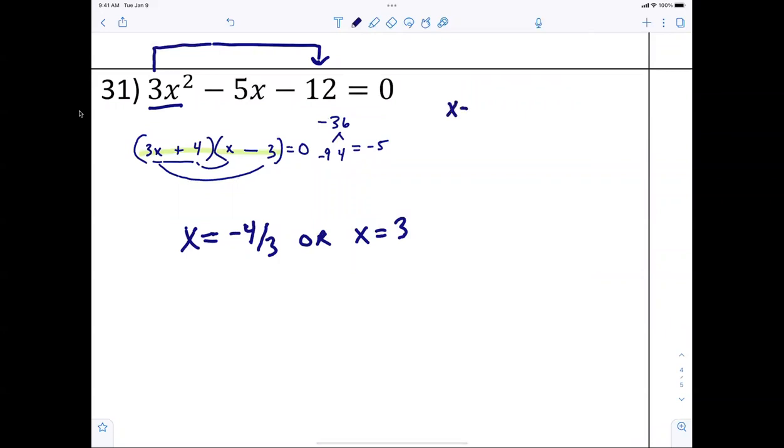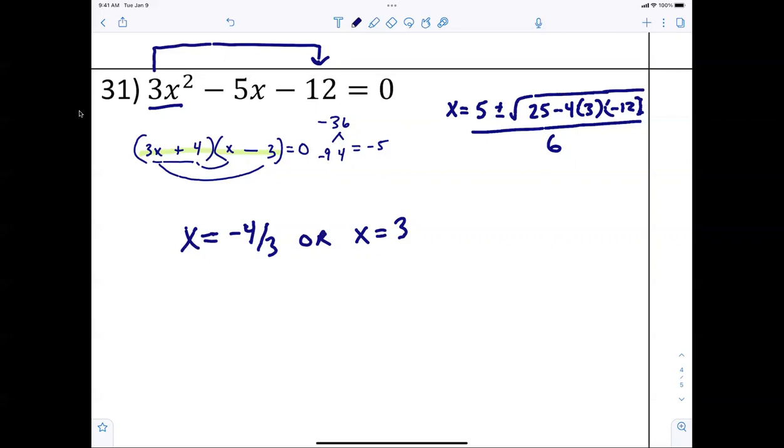So x equals 5 plus or minus, 5 squared is 25, right? Minus 4 times 3 times -12. That's where I made my mistake earlier. You have to be really careful when you're plugging in. That's -12, right? Hold on one second. I also made a mistake doing that quadratic formula. We can just go through it. Let's look at that.